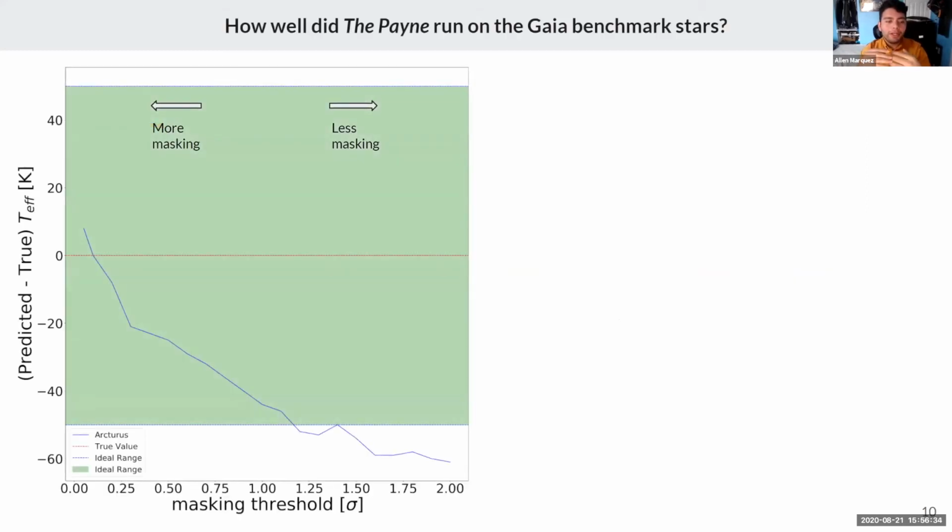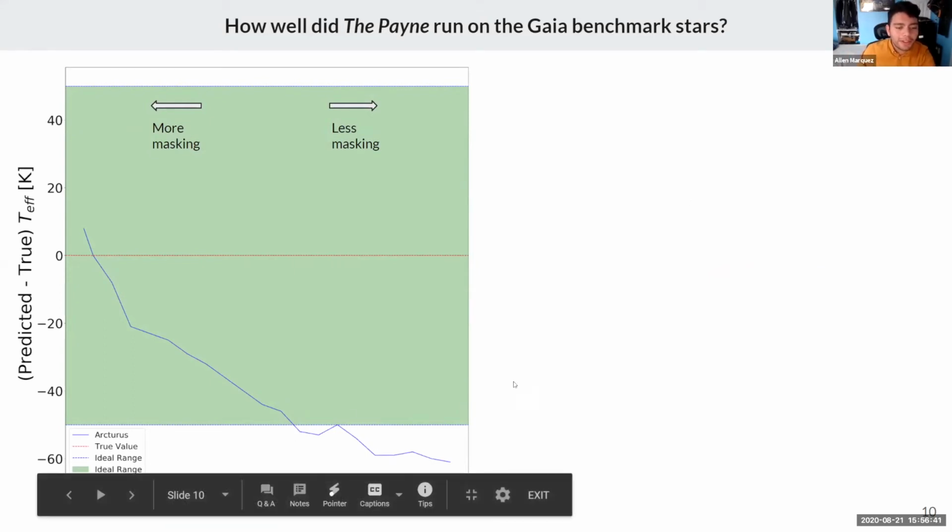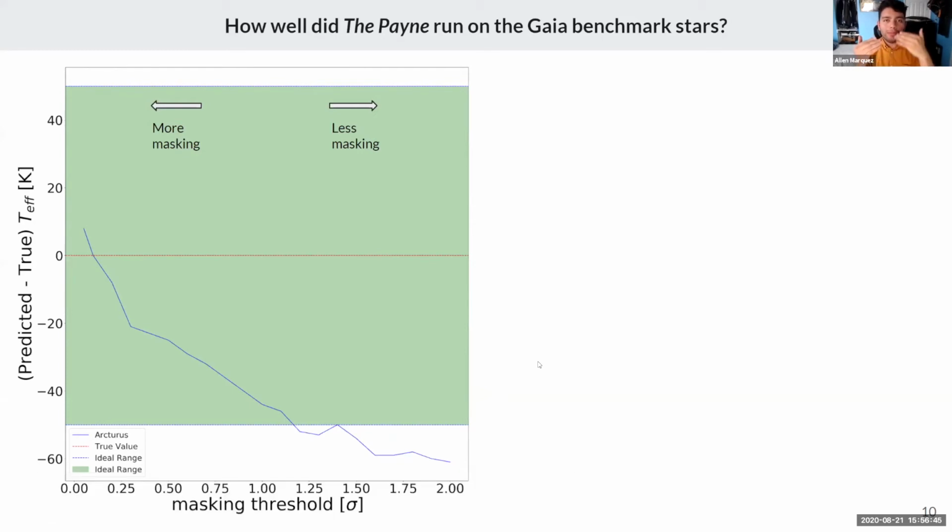In this plot, we have the star Arcturus, and on the x-axis I have the masking threshold, and on the y-axis I have the difference between the predicted value that the model gave out and the actual label that has been analyzed by hand. So it's like a frame of reference. We did this for the effective temperature of the star.